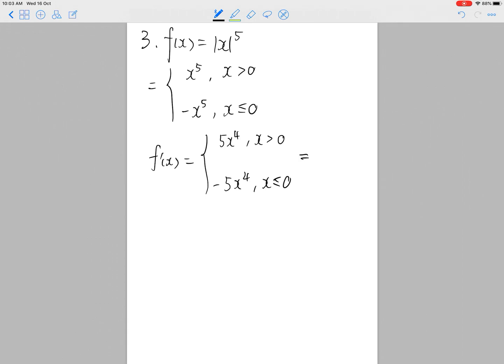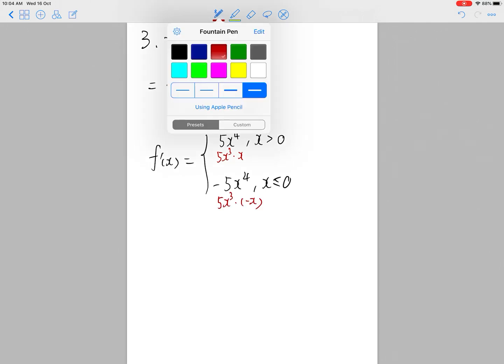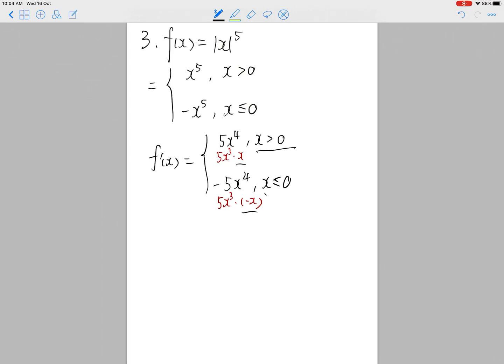So you can also write it as 5x to the power of 4. It's also 5x cubed times x. This is also 5x cubed times negative x. So it's x when it's positive, it's negative x when it's smaller or equal to 0. So it is 5x cubed times the absolute value of x. Or you can also write it as 5x times the absolute value of x cubed.